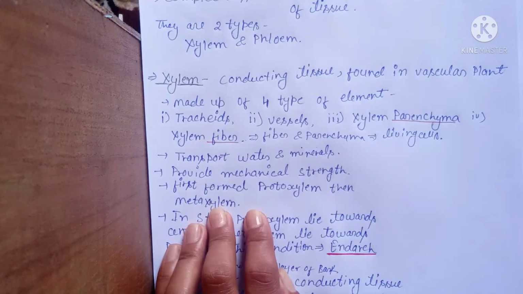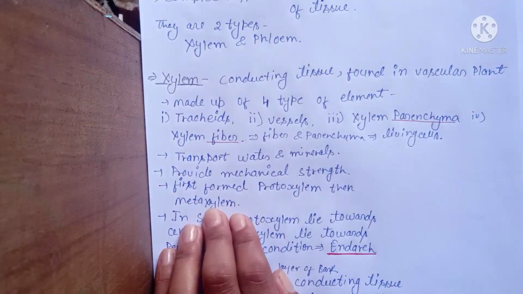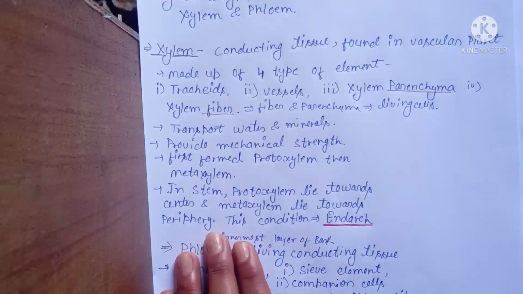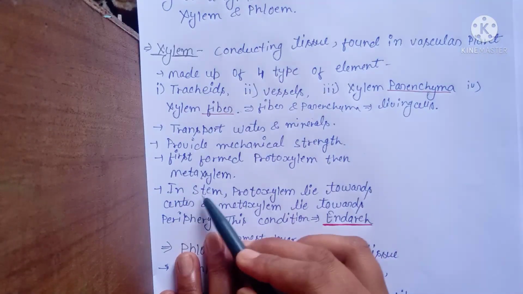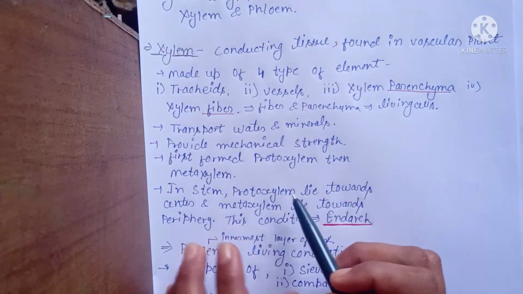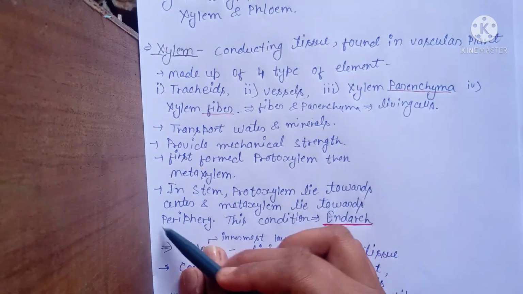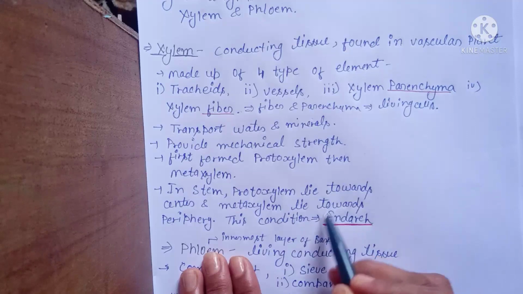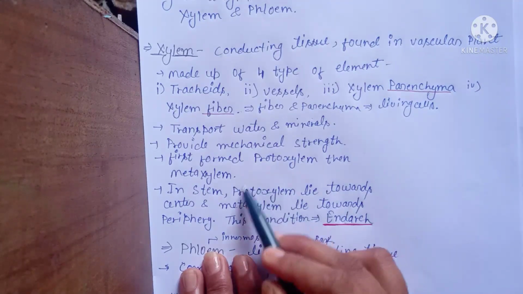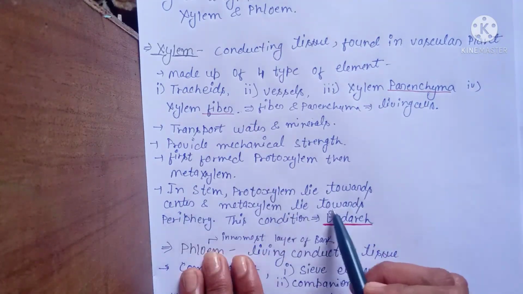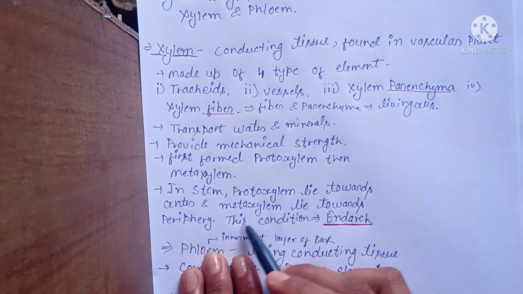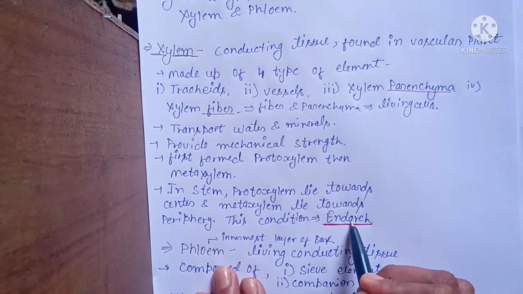In xylem tissues, first protoxylem forms and then metaxylem forms. And now a very important point: in stems, protoxylem lies towards the center and metaxylem lies towards the periphery. This condition is called endarch. When protoxylem lies towards center and metaxylem lies towards periphery, this condition is called endarch.